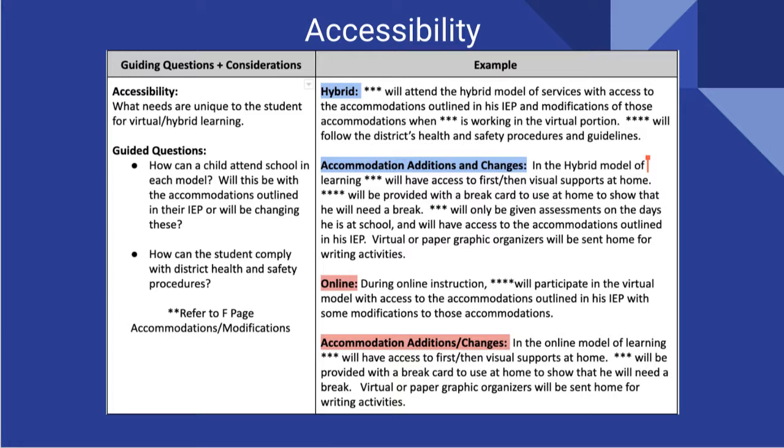We are answering the question, what needs are unique to the student for virtual and hybrid learning? You will want to work from the accommodations and modifications on the student's F page of their IEP and decide if they need to be changed in either model or if the student may need some new accommodations and modifications in these models. On the individual learning plan, you only need to document additions and changes to the original plan. Do not repeat information that is listed on the F page of the original IEP.